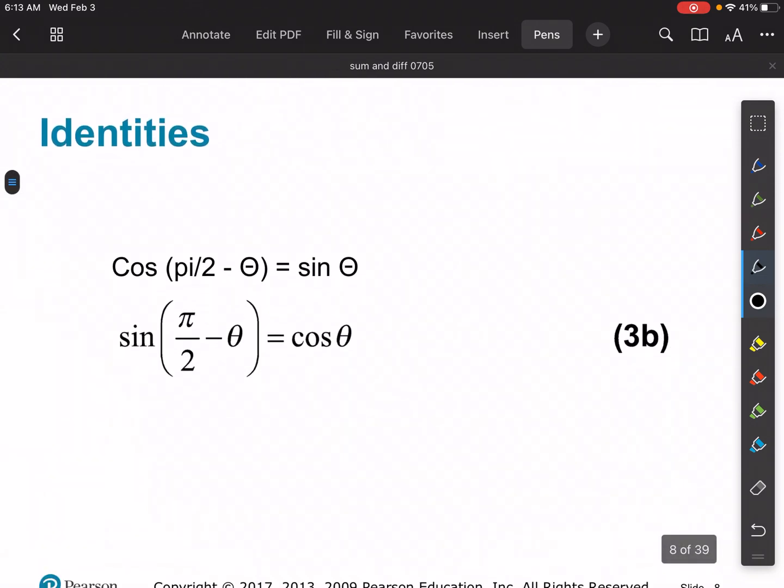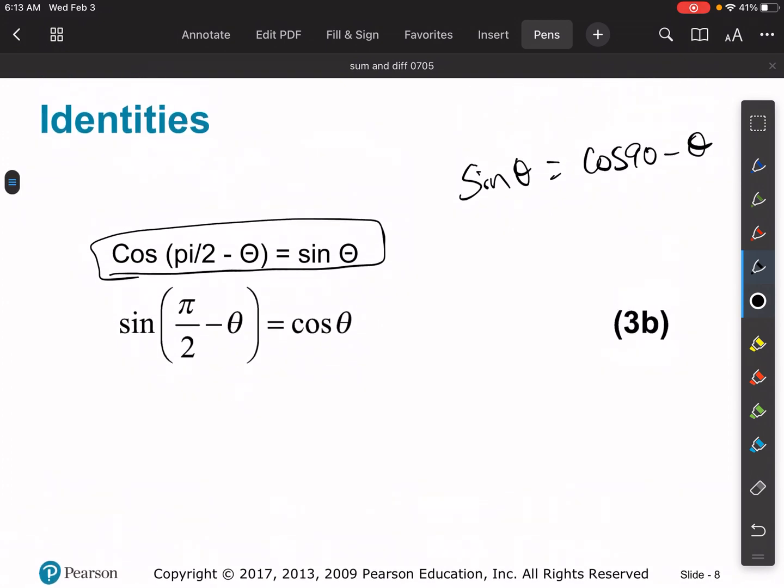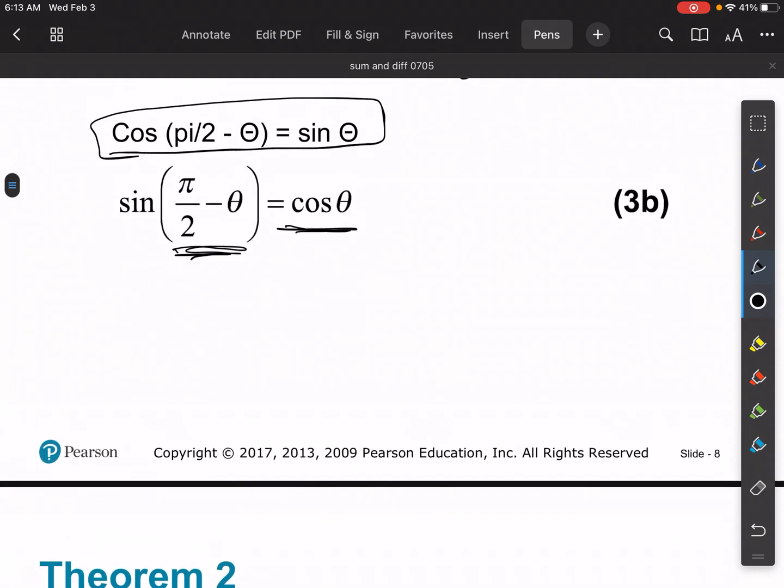A couple more identities, you guys. Remember that sine and cosine are opposites of each other. For cosine, we know that the sine of any theta is equal to the cosine evaluated at 90 minus that theta. If you take pi over 2 and subtract your theta, you can get the cosine, or sine, and vice versa. Sine and cosine are opposites of each other. So just know that you can always get there by taking 90 degrees and subtracting your theta. You'll get the opposite function.